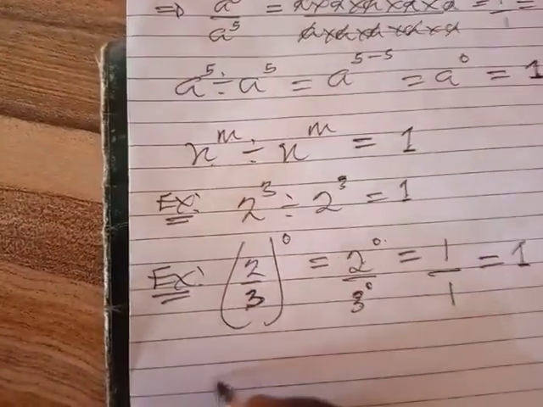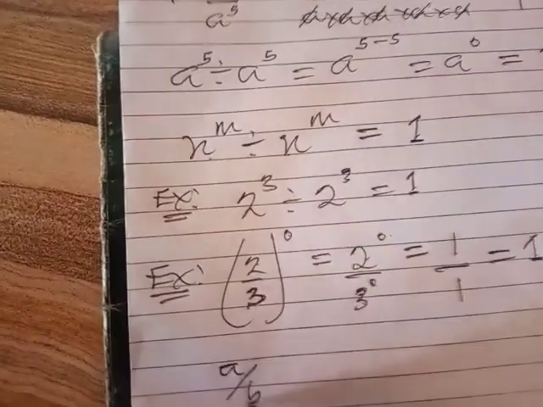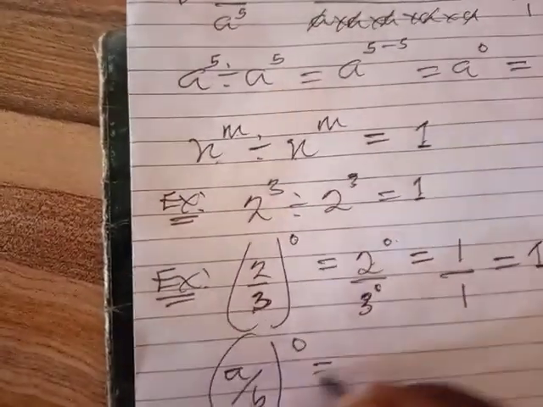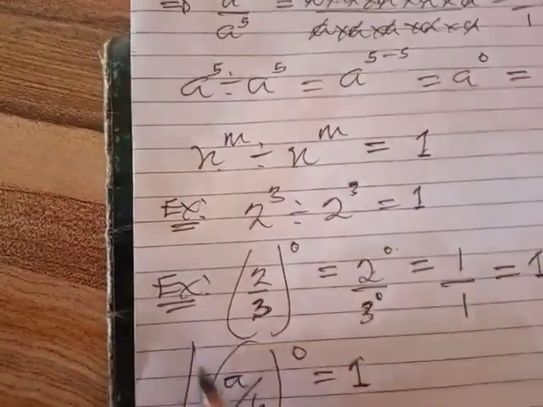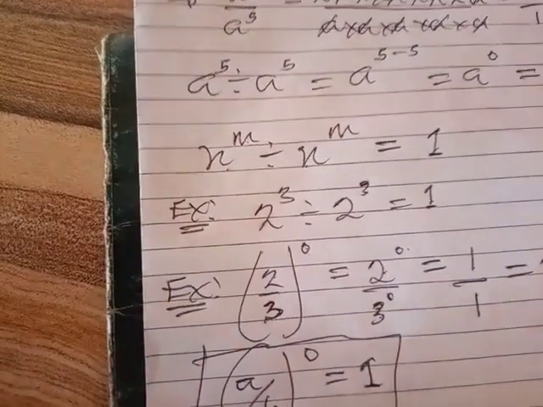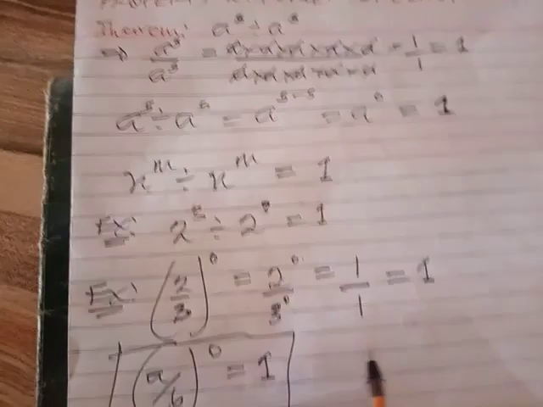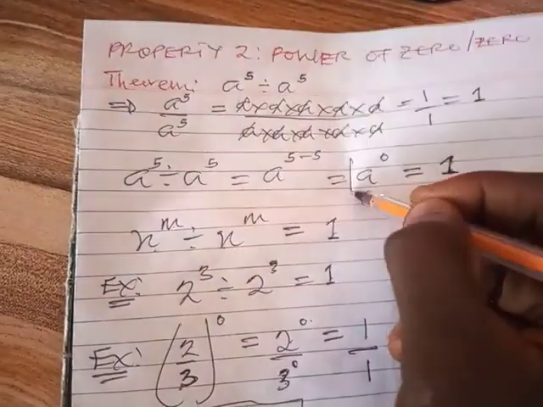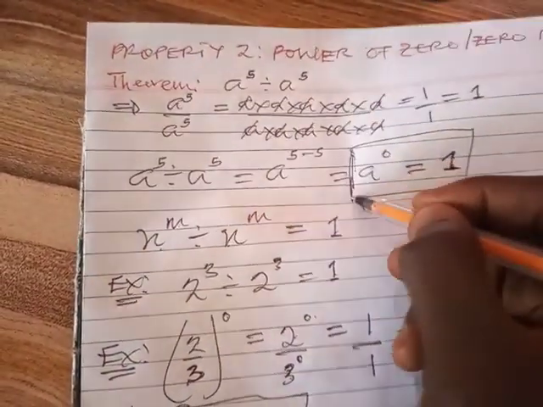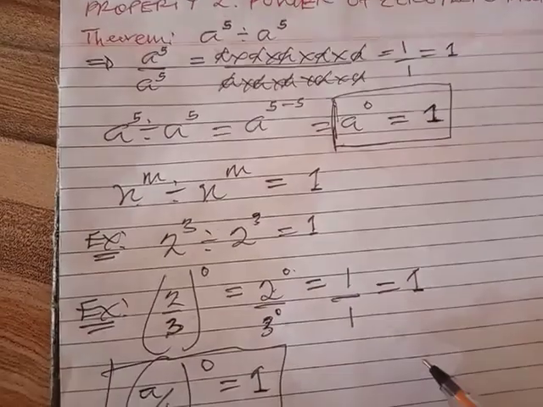So on that note, we can also say that if you have a over b with an exponent of 0, you must get 1. That's what we can also say. If you have any fraction with an exponent of 0, then you must get 1. And if you have any number with an exponent of 0, you must get 1.